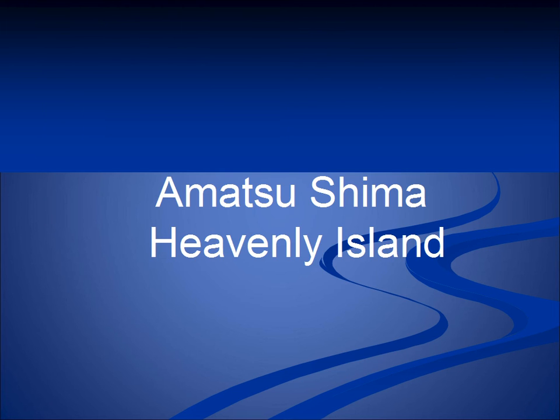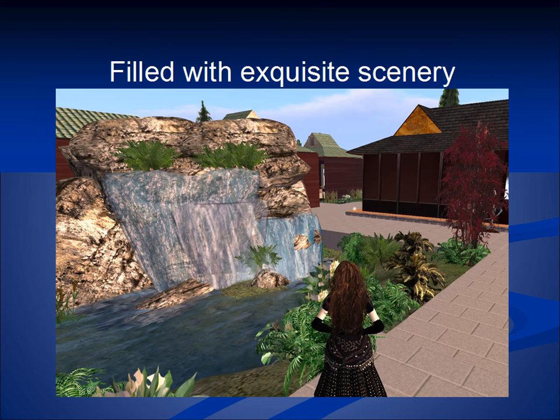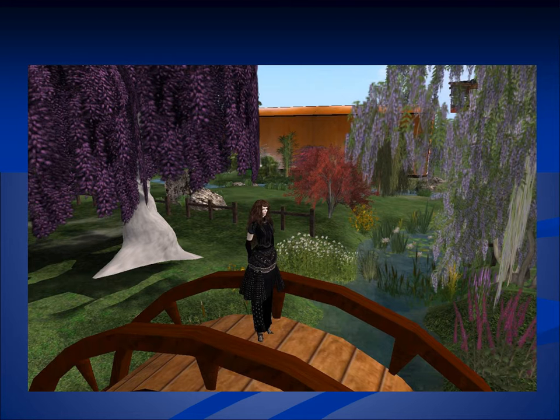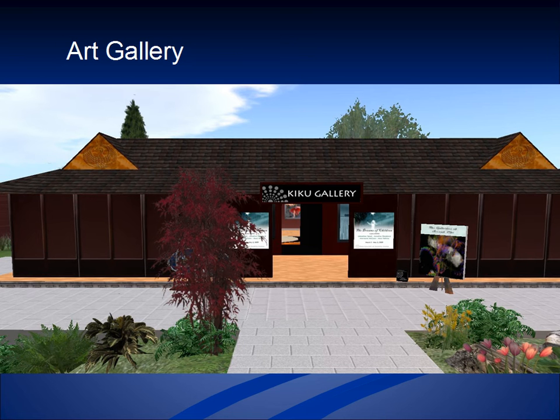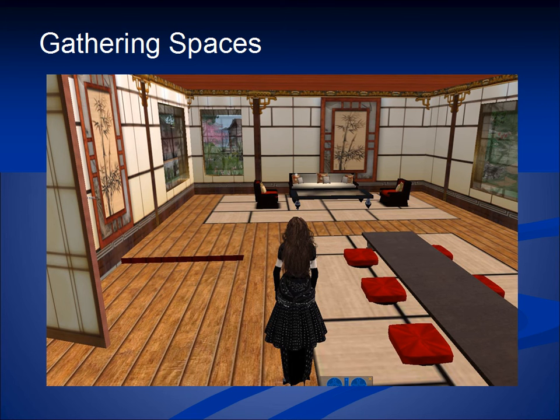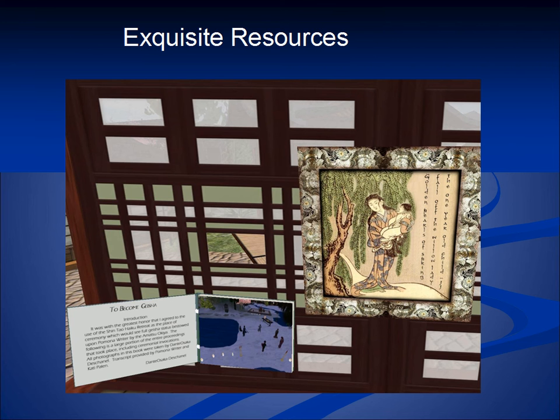Then there's Amatsushima, or Heavenly Island. Amatsushima is an Asian-inspired community devoted to tranquility, creativity, and reflection. It's filled with exquisite scenery, an art gallery, a variety of gathering spaces, and a library currently under construction that possesses exquisite resources.